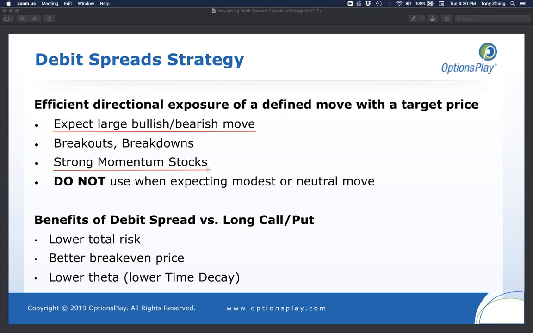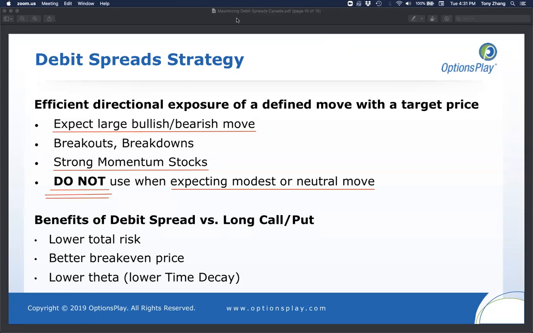And lastly, this is not a strategy that you want to use if you're expecting a modest or neutral move. Again, do not use it when you expect a neutral or modest move. So if you think the stock's going to go from 100 to 103, not the right strategy to use. There's a whole other strategy that we're going to cover in 2 weeks called credit spreads that are far more useful and far better for your portfolio when you're expecting a small or modest move.